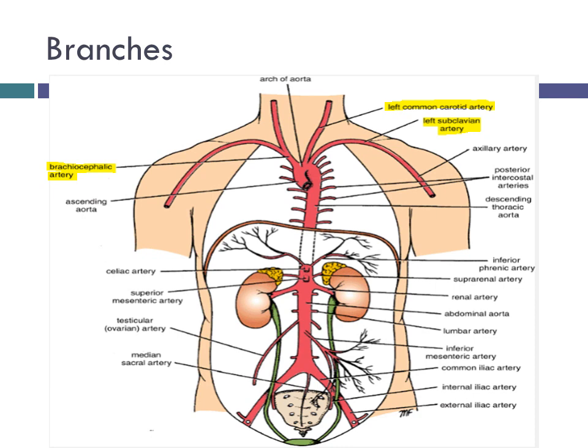The left common carotid artery is the second branch of the arch of the aorta, ascending anterior to the left subclavian artery, and it enters the root of the neck by passing posterior to the sternoclavicular joint. The left subclavian artery, which is the third branch of the arch of aorta arising from the posterior part of the arch, does not give any branch in the mediastinum and lies posterior to the left common carotid artery and enters the root of neck by passing posterior to the sternoclavicular joint.